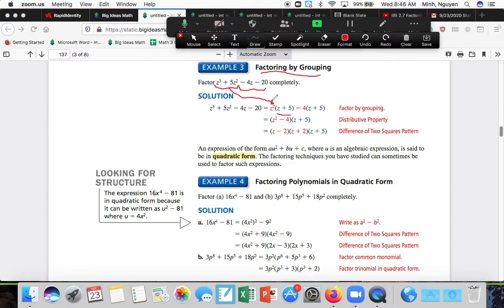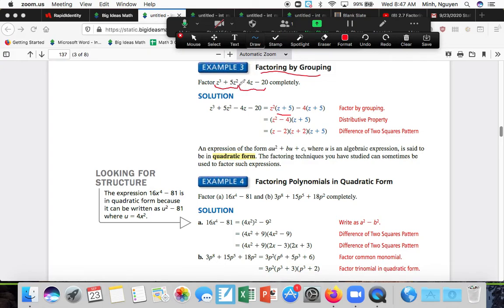And the way this works is z cubed divided by z squared is z, and 5z squared divided by z squared is 5. If you want to take it the other way, z squared times z makes z cubed, and z squared times 5 makes 5z squared. So that's how it works. I don't know if you like to think about it in terms of division or multiplication, but that's how it works.